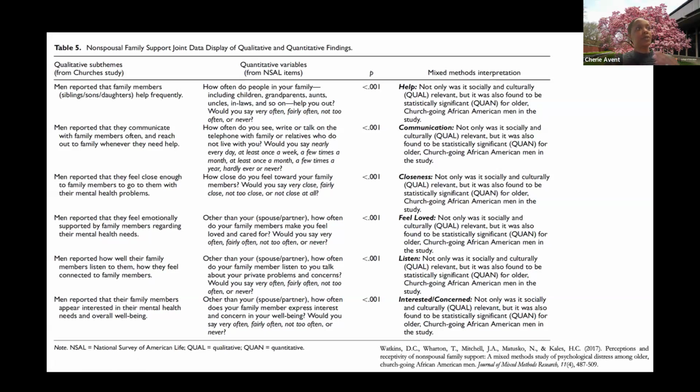And so here's another example of what a joint display might look like based upon the integration approach that is being used here.